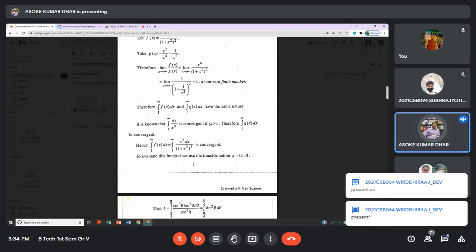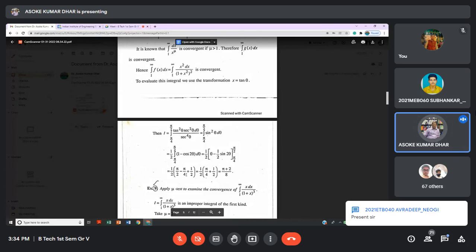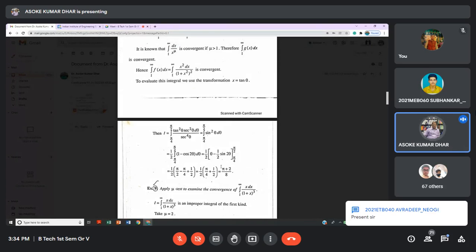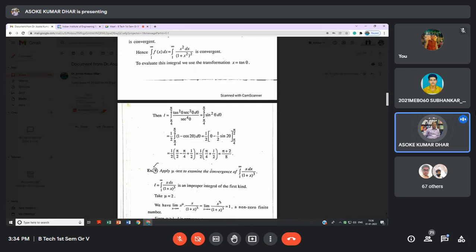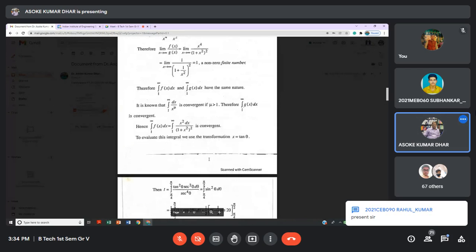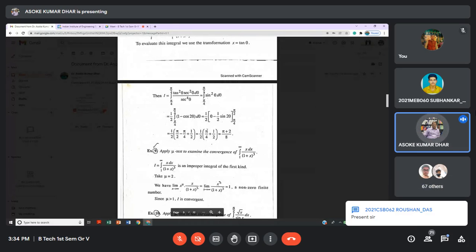To evaluate the integral, we use the transformation x equals tan theta in another way. It can be integrated, and the value is (pi plus 2) by 4. Since it takes a finite value, the integral converges. This is another method. Actually, this is very simple integration by putting x equals tan theta. This is the verification.